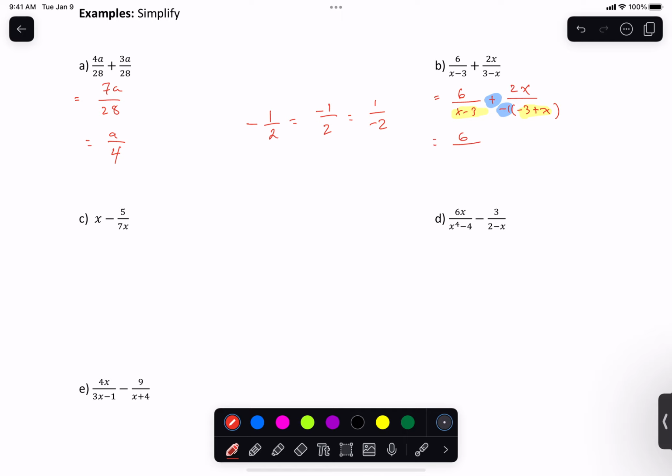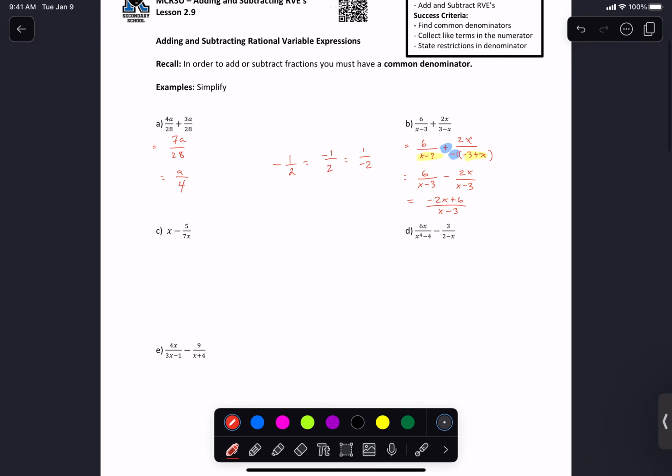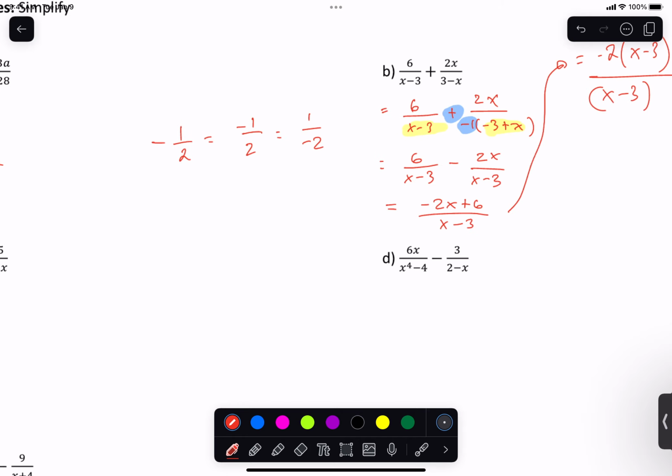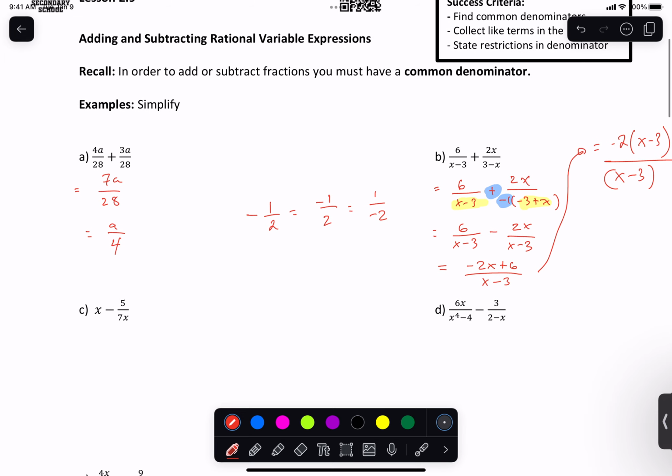So I'm going to go 6 over x minus 3 minus now 2x over x minus 3. And so I get negative 2x plus 6 over x minus 3. Sorry, I thought this was an easier question than I gave it credit for. Everybody see what I did? I can't move over anymore.